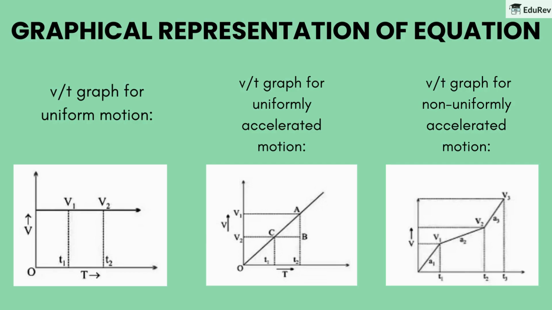The second one is velocity-time graph for a uniformly accelerated motion. See how the velocity changes by equal amounts in equal intervals of time. The third one is velocity-time graph for a non-uniformly accelerated motion. See how the velocity changes by unequal amounts in equal intervals of time.